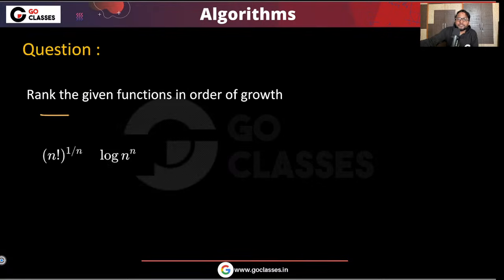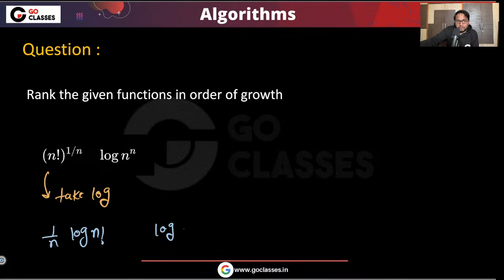Can you rank the given functions in the order of growth? This is a little interesting question. Can you rank this: n factorial power 1 upon n, and log n power n? Let's just take log. If you take log, then this will be 1 upon n log n factorial. This is already n log n, and if you take the log, it is log of log n power n, right?